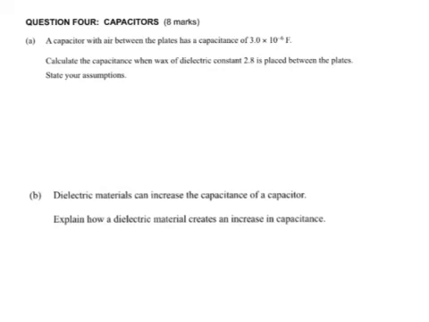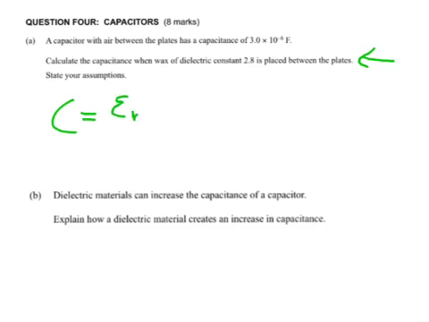Question for capacitors. A capacitor with air between the plates has capacitance of 3.0 times 10 to the minus 6 farads. That's 3 microfarads. Calculate the capacitance when a wax of dielectric constant 2.8 is placed between the plates, and then state your assumption.